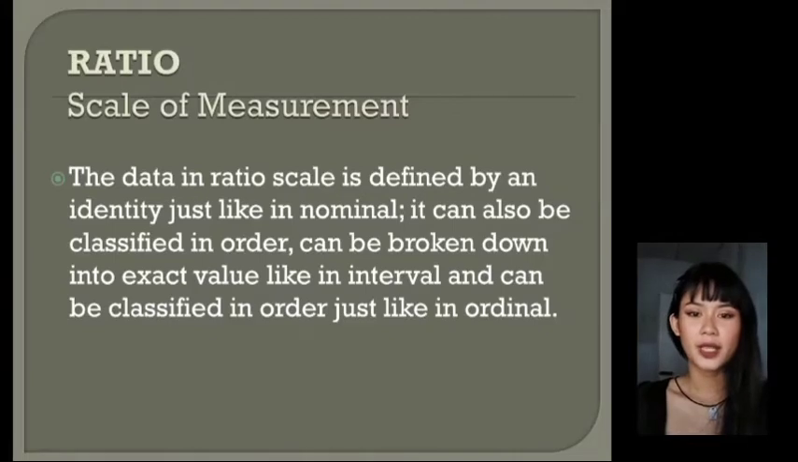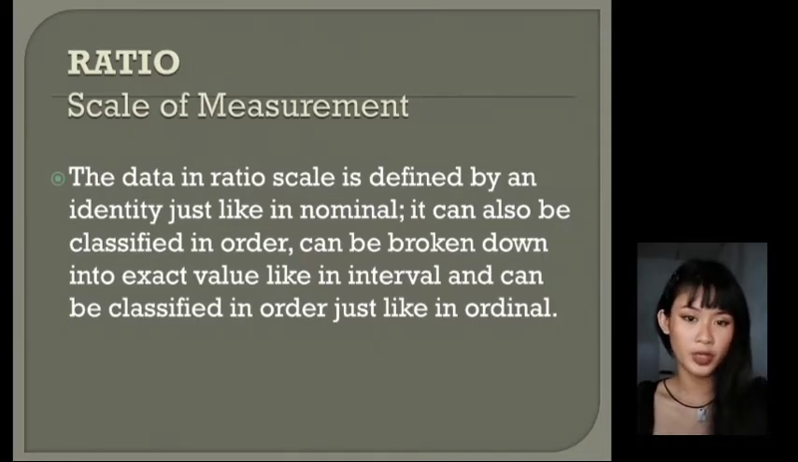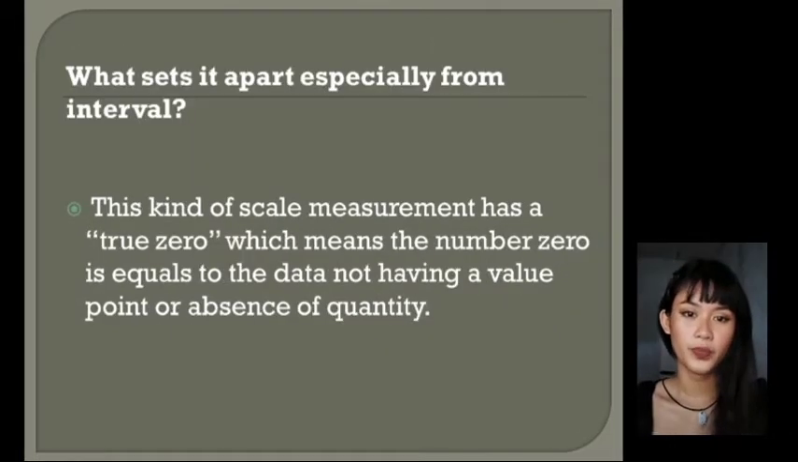Ratio scale of measurement. The data on the ratio scale are defined by an identity, just as in nominal. It can also be classified in sequence. It can be divided into precise values, as in the interval, and it can also be classified in the sequence as in the ordinal. What distinguishes it from the interval is that this type of scale measurement has a true zero, which means that the number zero corresponds to data that has no value or quantity.